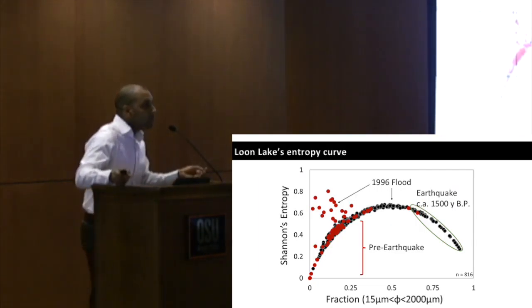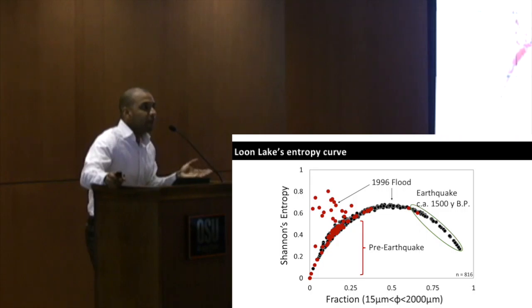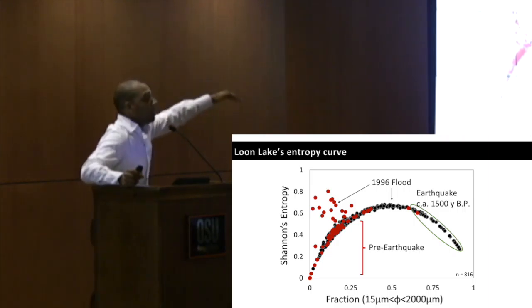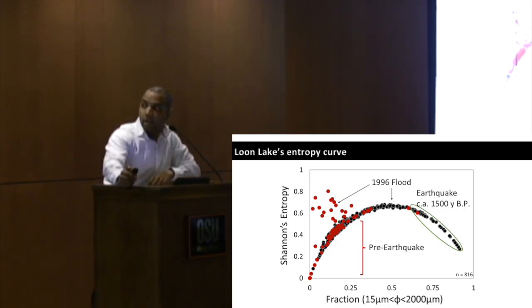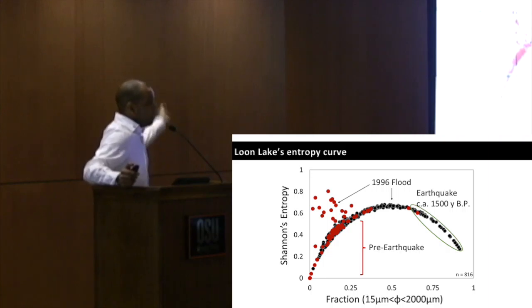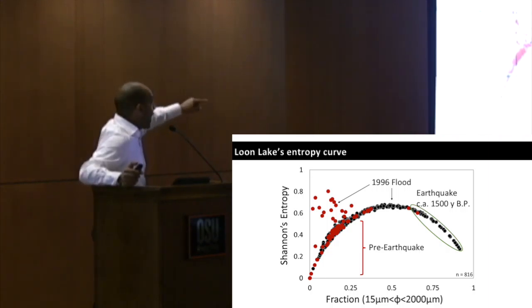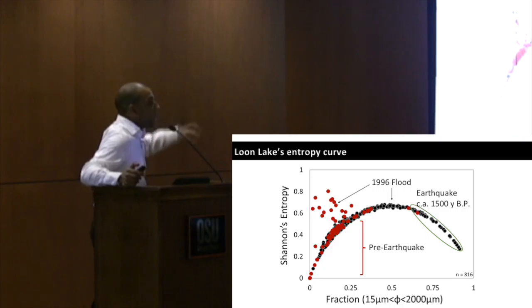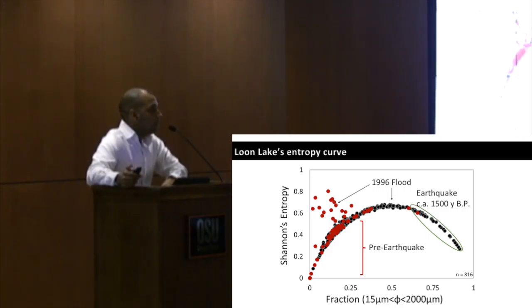And these are the results. I was expecting, again, the curve, but I got these red dots all over the place. But first, what do these dots that are going all the other way mean? Well, according to an independent record and to our calculations of C14 data, we track that event to an earthquake that happened around 1,500 years ago. On the top, we have the flood in 1996.